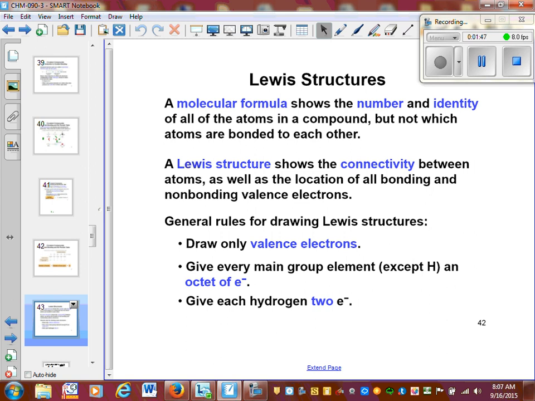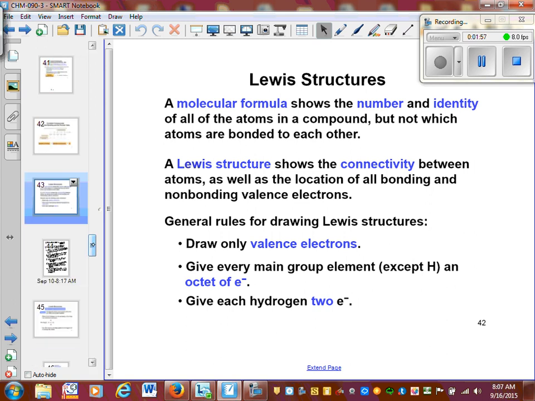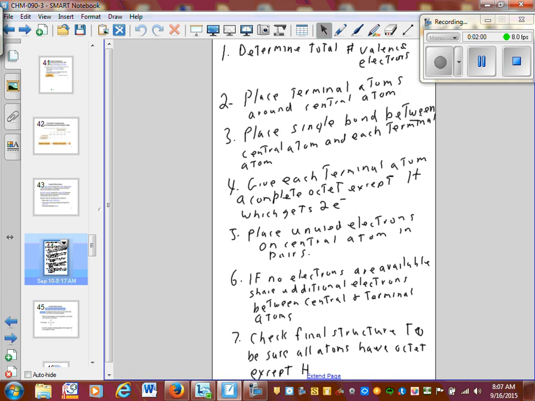So, those are some general rules for drawing Lewis structures. I'm going to give you my interpretation of it. I give you a molecular formula. You have to determine the total number of valence electrons in the molecule. I'll show you how to do that. We'll do some examples. Step 2, place the terminal atoms around the central atom. That means we're going to put atoms around the central atom. Put a single bond between the central atom and each terminal atom.